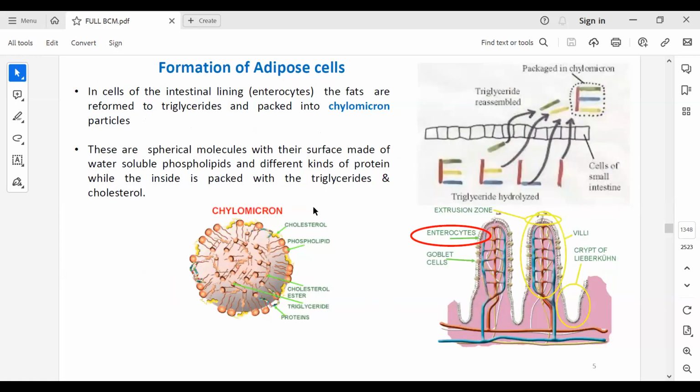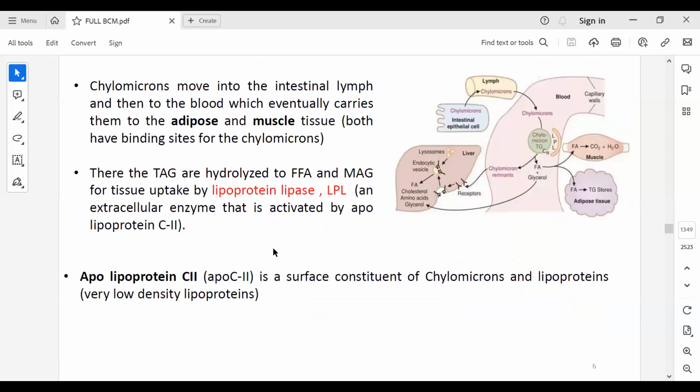So we know that in the small intestines, most of the nutrients are absorbed there. Any triglycerides or phospholipids will be packed into chylomicron particles like this one, whereby you'll have the cholesterol. The phospholipid will form that structure by having the hydrophilic outside and the lipophilic inside. Yeah, that's the chylomicron structure.